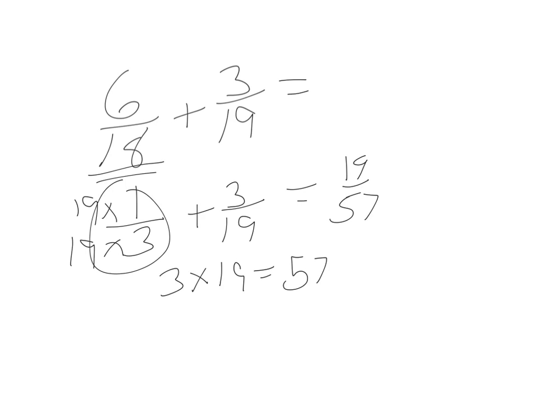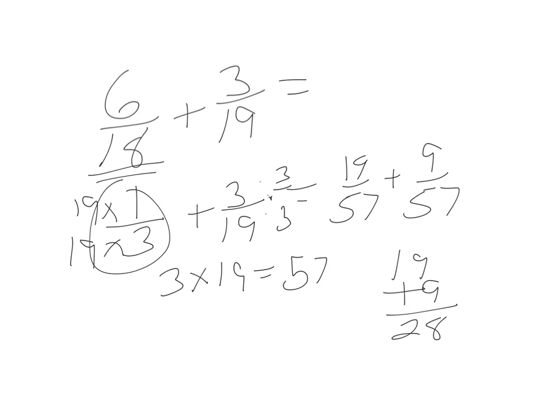And to get 57 in my second term, I need to multiply the denominator by 3, which means I multiply the top by 3. And so I end up with 9/57ths. And then I need to add the two, 19 plus 9, and that's going to give me 28. So my answer would be 28 over 57.